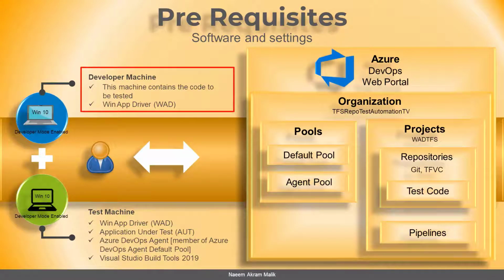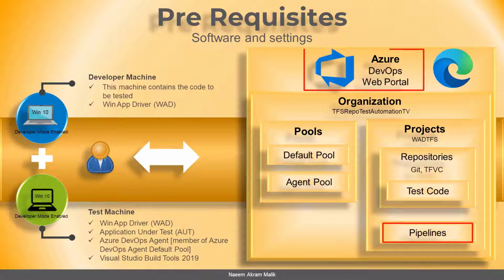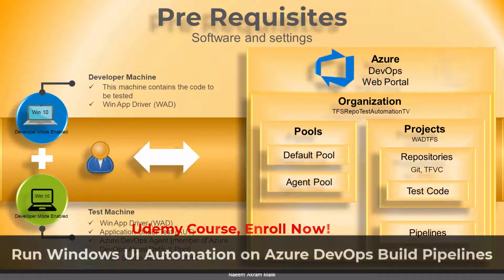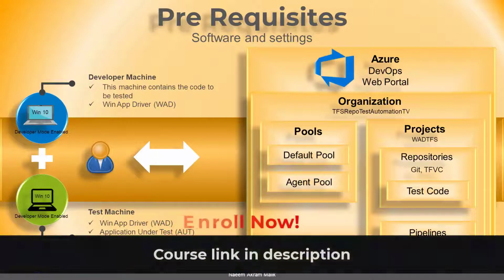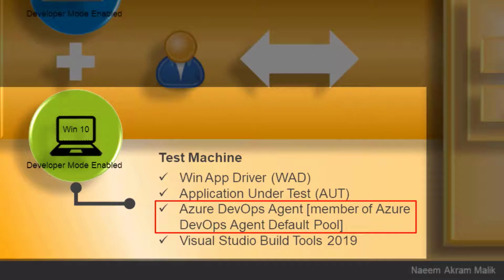We are going to use the developer machine to upload the sample test automation code which is provided with this course to an Azure DevOps based source code repository. After that, we are going to create a build pipeline, and then we are going to run the build pipeline through the browser. Please note that we'll also install and set up an Azure DevOps agent on the test machine.